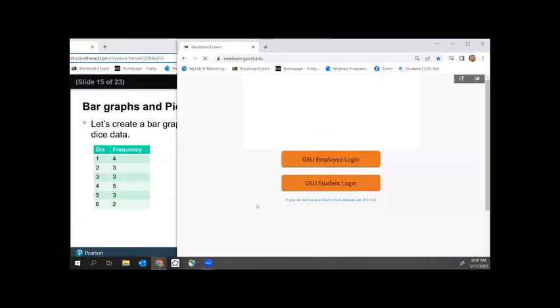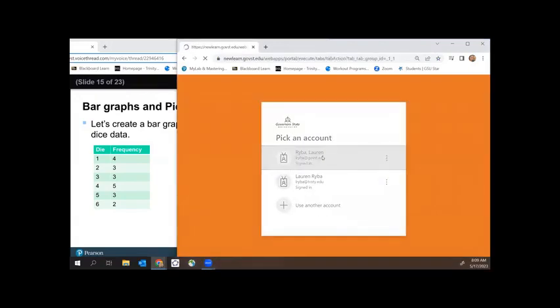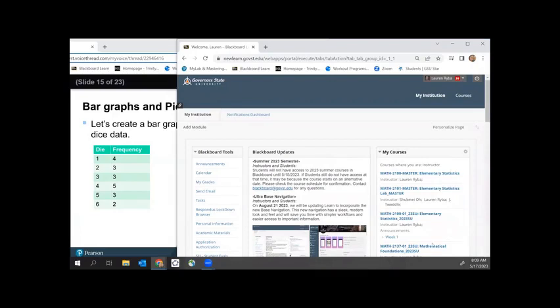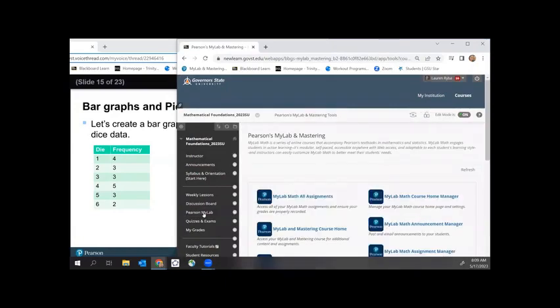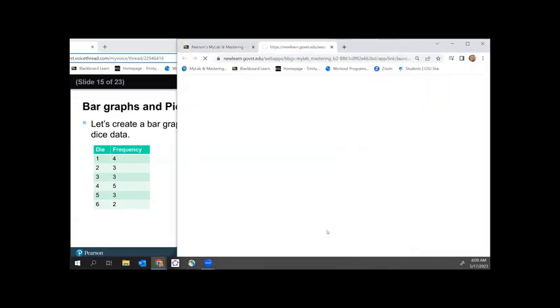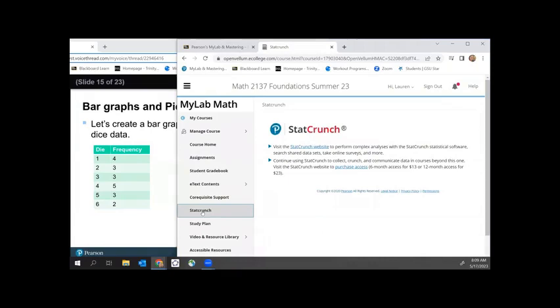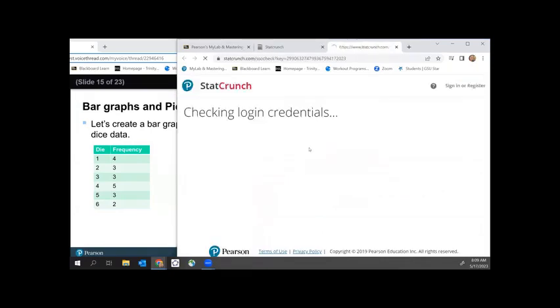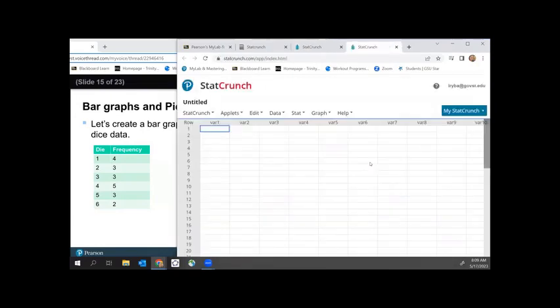So what you have to do to access Statcrunch is go into Blackboard. You need to log in, find our course, open up your Pearson tab. I always click Course Home. Give it a second. And then there's this link here called Statcrunch. And I'm going to visit the Statcrunch website so that I can do some calculations. Open. And now I'm going to just copy my data over here.